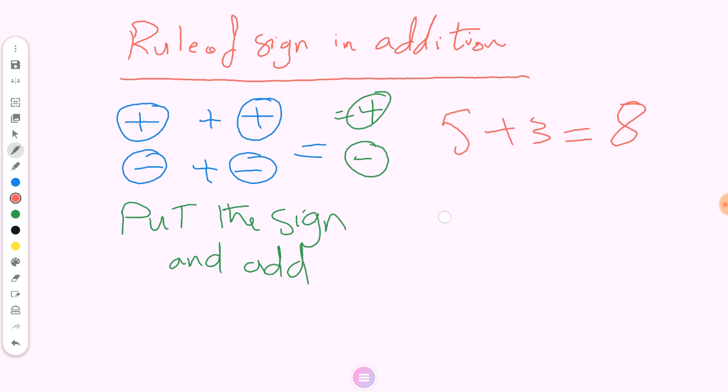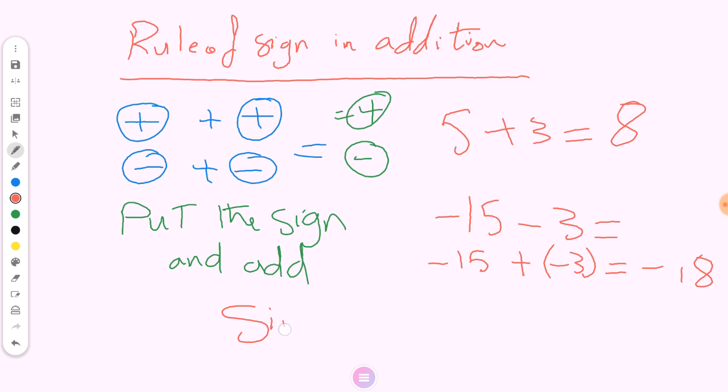What about if I have two negative numbers like negative 15 minus 3? Both signs are negative. By the way, I can write this mathematical expression as negative 15 plus negative 3. So I have similar signs here, okay? Negative 15 plus negative 3, similar sign, so keep the sign and add, so it will be negative 18. 15 plus 3 equals 18. This is the rule of similar sign.